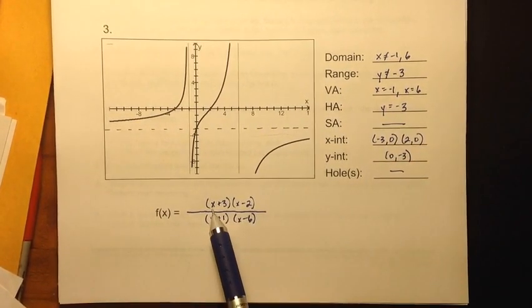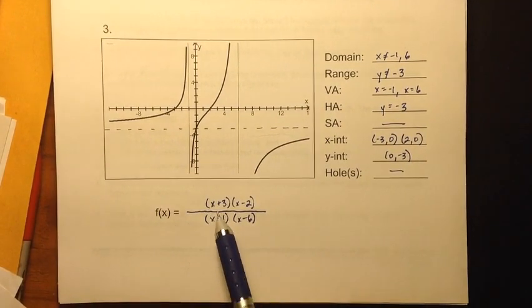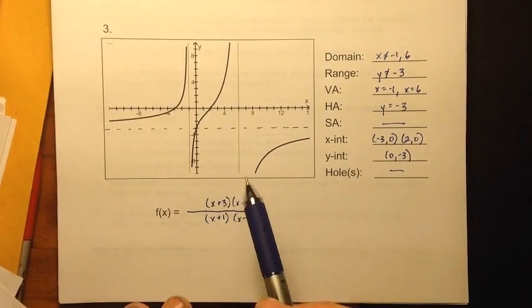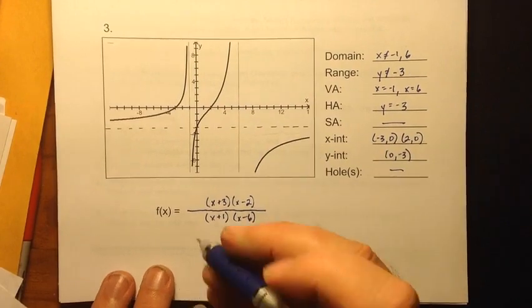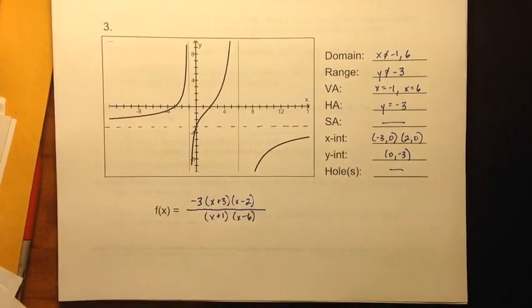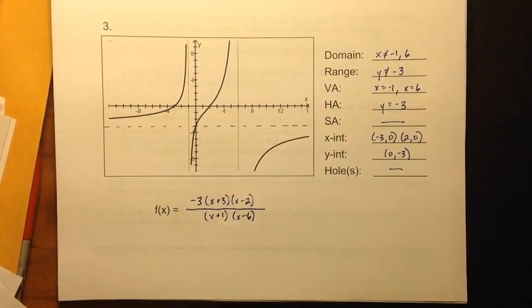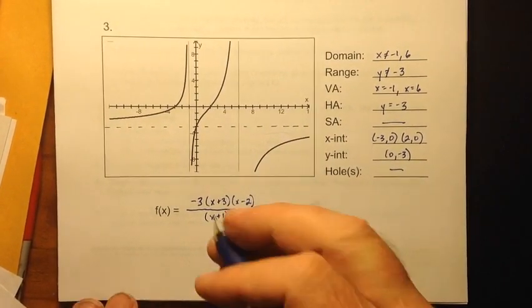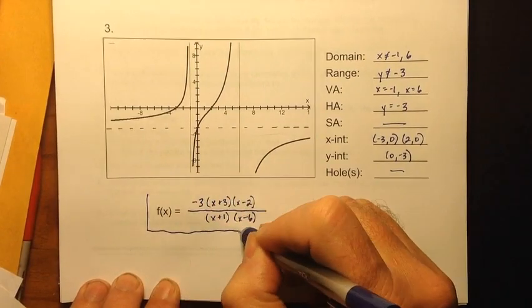And then the last thing, I've got this horizontal asymptote at negative 3. If I left it as is, I would have x squared divided by x squared. That's going to give me a positive 1, and my horizontal asymptote would be positive 1. So to force it to be at negative 3, I'm going to put a negative 3 on top of my fraction here, and now that will work. Okay?